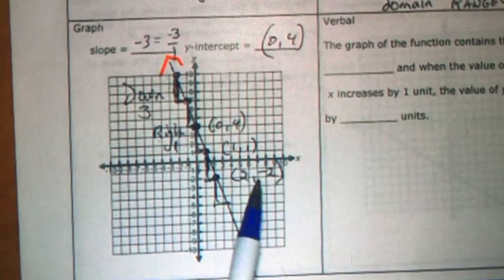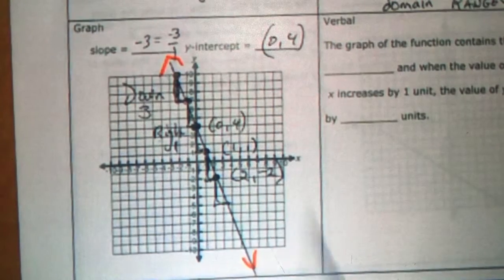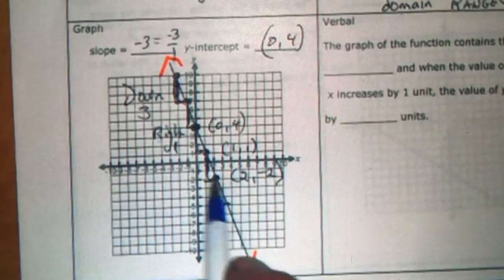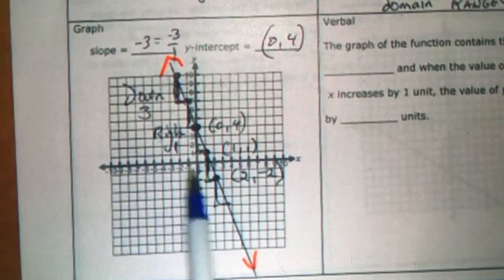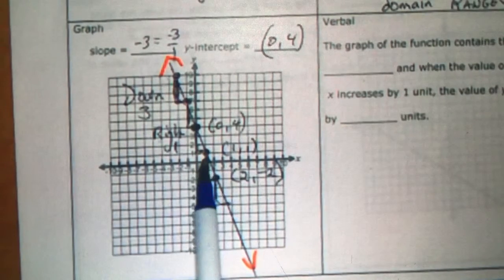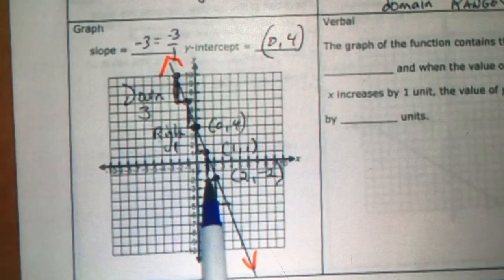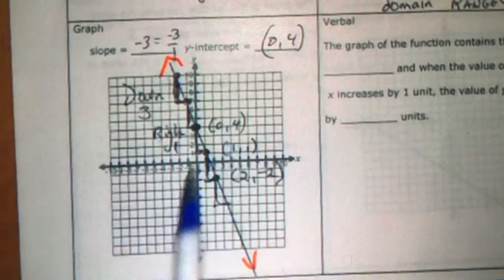Now that's a little counterintuitive. It's a little difficult to remember, because you go x, y when you plot a point: 1, 1, and 0, 4. But when you're doing the slope, you're calculating the change in y over the change in x. So you've got to make sure you're clear on that.